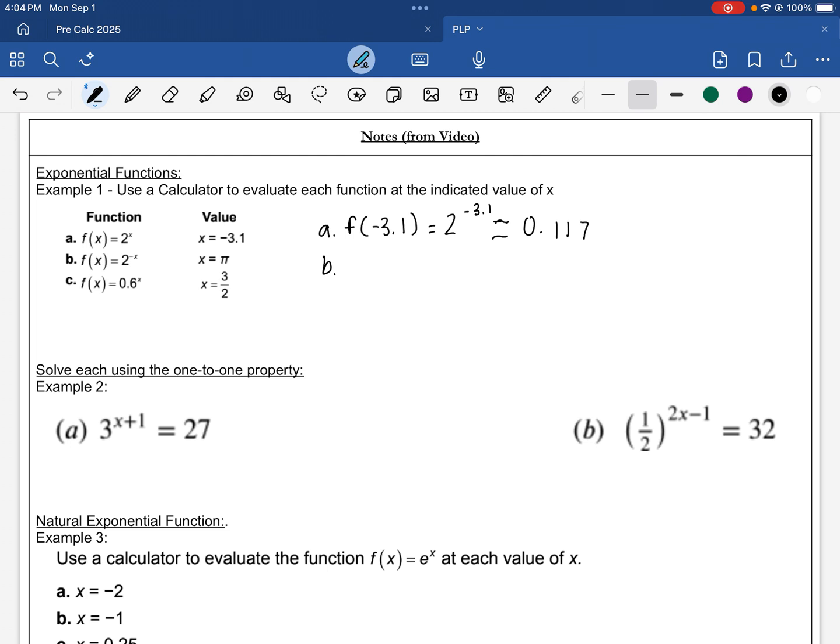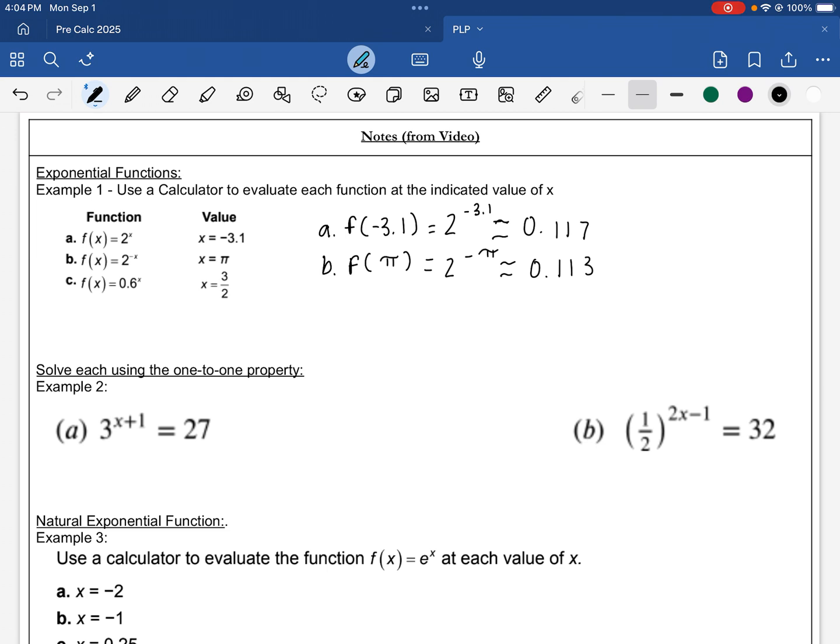On B, we've got f of x equals 2 to the negative x power, where our x is pi. So we're going to find f of pi, which is 2 to the negative pi power. Most calculators at this point have a pi button on them. If they do not, you can always use 3.14 as your decimal approximation of pi. Either way, it should get you to about 0.113. That one's going to round down. We got 0.1133, so since the 3 is less than 5, we round down.